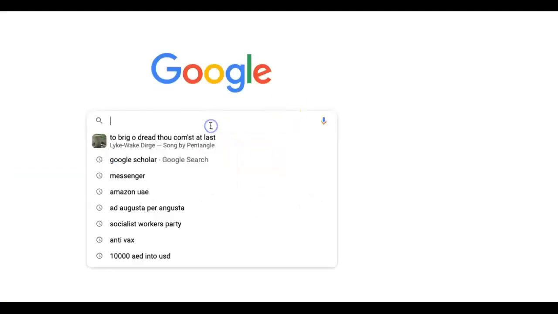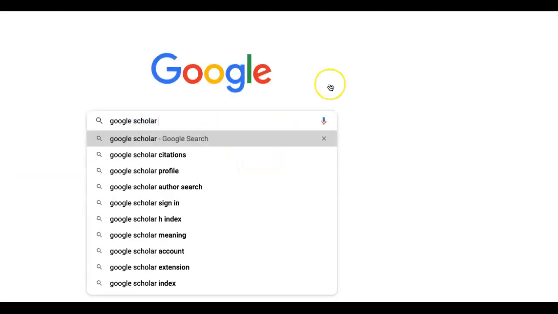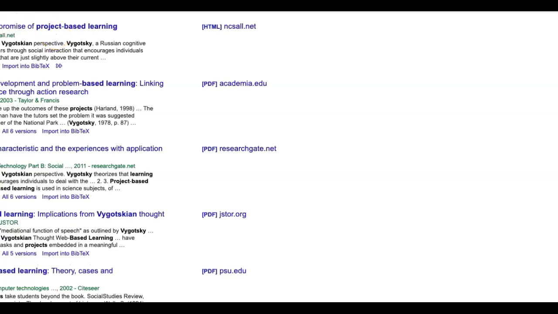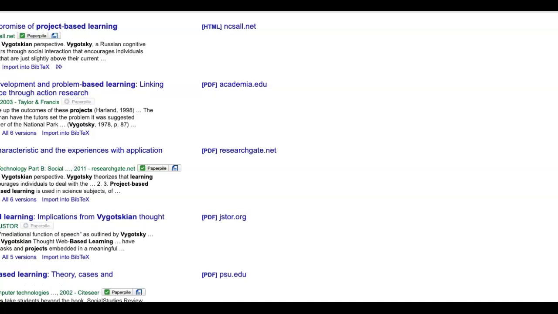So shall I quickly demonstrate to you what it looks like? Right, I'm going to go on my Google Scholar, yeah? And Boolean operators, I'll show you that while you're at it. If you put AND in capitals, then it will make the search contain both things. So my search now will contain Vygotsky and project-based learning, okay?